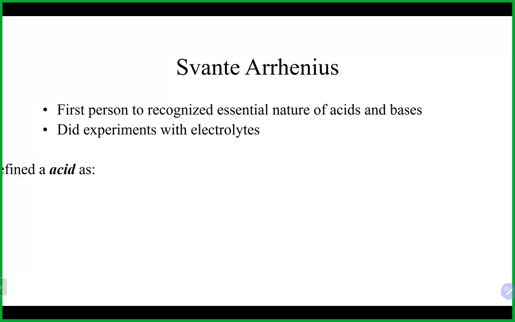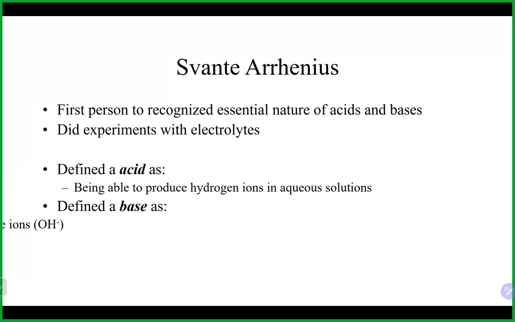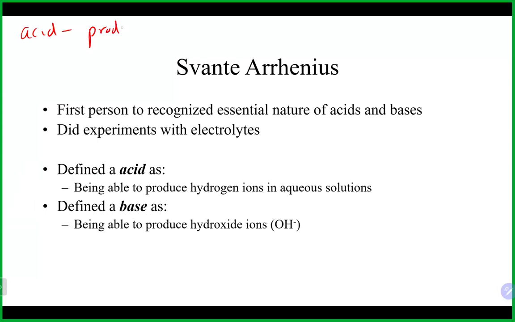Now, Arrhenius was the first person that sort of understood and did work with acid and bases. And the Arrhenius definition, or the basic definition of an acid, is something that has the ability to produce H plus ions in solution. And as I mentioned earlier, what we're talking about here is free floating H plus ions. They're not attached to anything. They're just freely floating around basically by themselves.